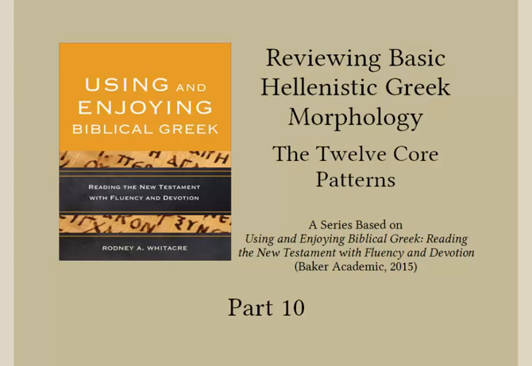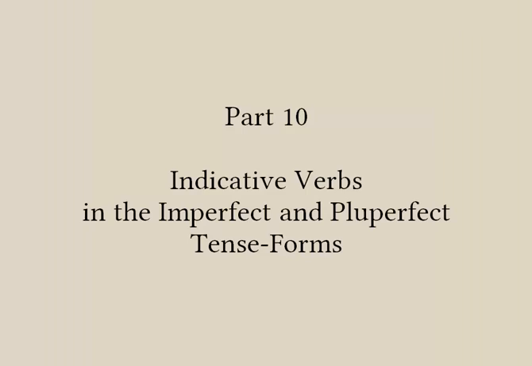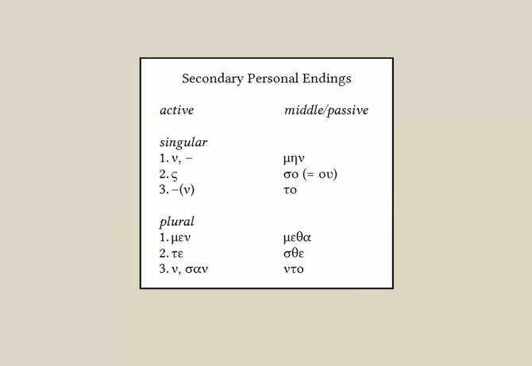Welcome to the 10th video in this review of basic Greek morphology based on 12 core patterns. We now finish our review of the secondary tenses in the indicative by looking at the imperfect and the pluperfect. These tense forms continue to use the same core pattern for the personal endings.